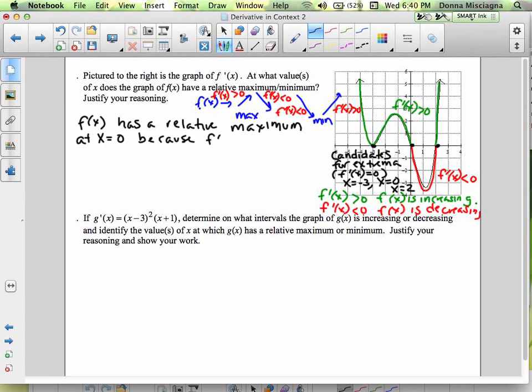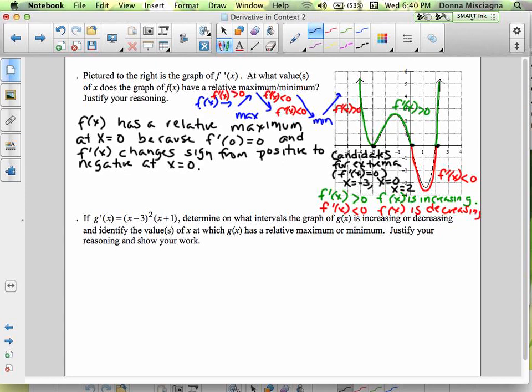So we might want to note that f prime of 0 equals 0, and f prime of x changes sign from positive to negative at x equals 0. We've covered all our bases. All right, we've shown that 0 is a candidate, because the value of the derivative is 0 at 0. And it changes from positive to negative. That is the relative maximum.